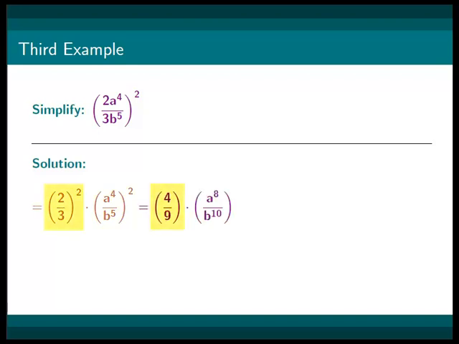Expanding the square, we get 4 divided by 9 times a to the power of 8 divided by b to the power of 10. Then, by multiplying them together, we get 4 times a to the power of 8 divided by 9 times b to the power of 10. So, in conclusion, our answer will be 4 times a to the power of 8 divided by 9 times b to the power of 10.